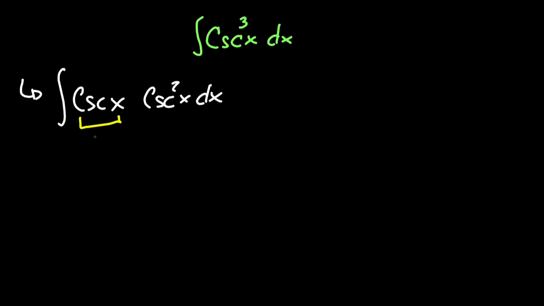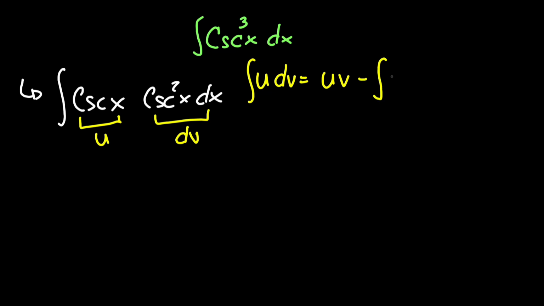Let this be u and let this be dv according to this formula, which is: the integral of u dv would be equal to uv, which is u multiplied by v minus the integral of v multiplied by the derivative of u, or du.